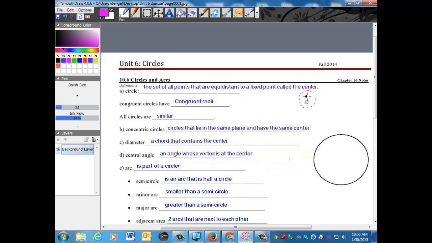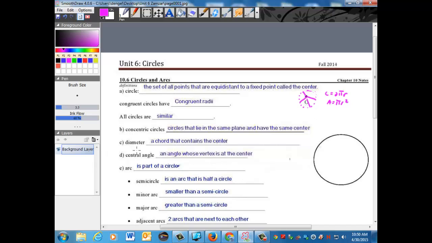If I were to draw a line out to any of these points, and I could do this as many times as I want, one of these is called a radius, and all three of these would be radii. Radii is the plural of radius, and these all have the same length. We can use the radius to find circumference, which is 2 pi r. We can also use the radius to find the area, which is pi r squared, and we'll get into all that later.